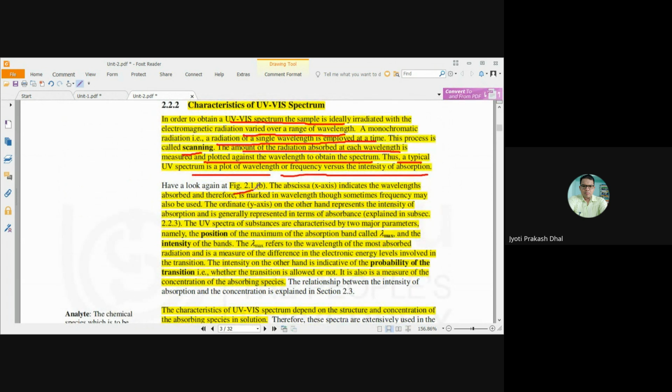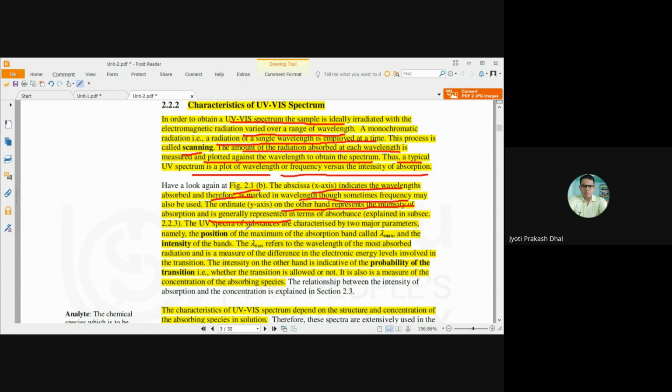In figure 2b, the x-axis indicates the wavelength of the radiation absorbed. In the graph we can plot on the x-axis either wavelength or frequency, but generally it is taken as wavelength. The y-axis, on the other hand, represents the intensity of absorption and is generally represented in terms of absorbance.